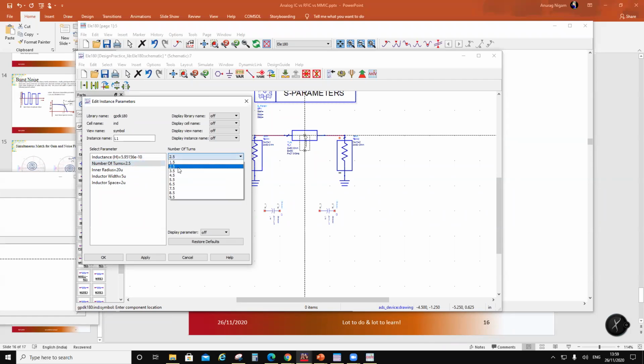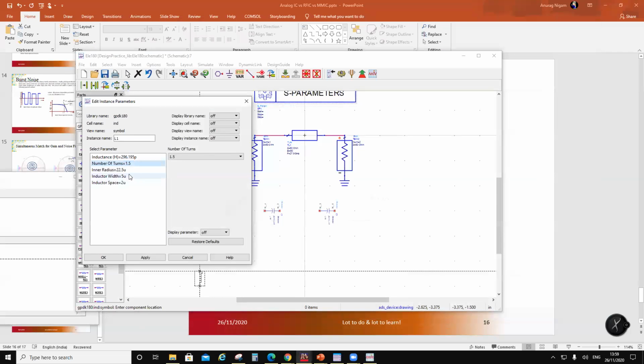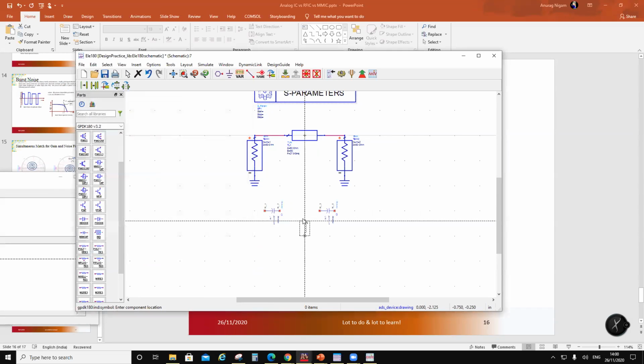Okay, so number of turns is 1.5. Okay, this is around 23. So 23 is more, 22.5. 22.5. This is 296. What do I need? I need 285.2. So let's see what this is. 289. How much is this? 288. 283. 285 something. Correct. So this is my shunt element.